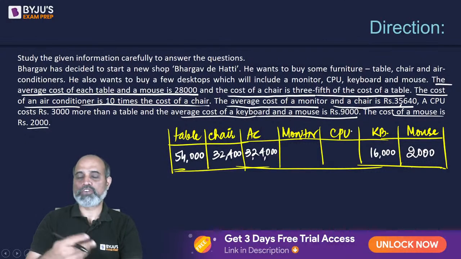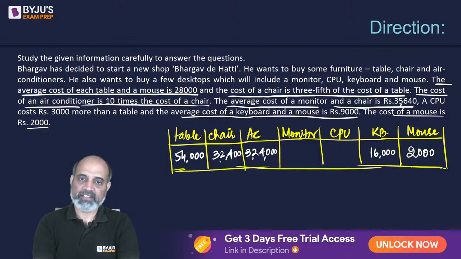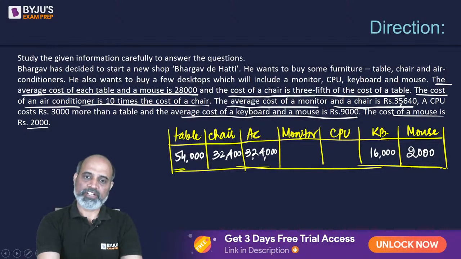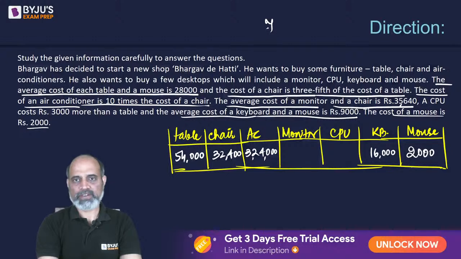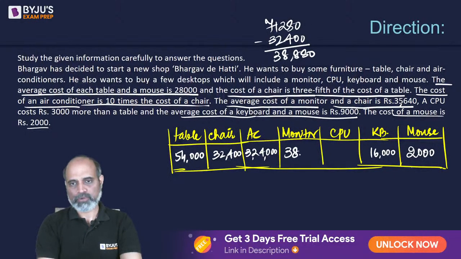Then the average cost of a monitor and a chair is 35,640. So that means overall cost is 71,280. Out of 71,280, chair is 32,400. So the cost of the monitor is going to be 71,280 minus 32,400. So this is going to result in 38,880. So that's the cost of a monitor.